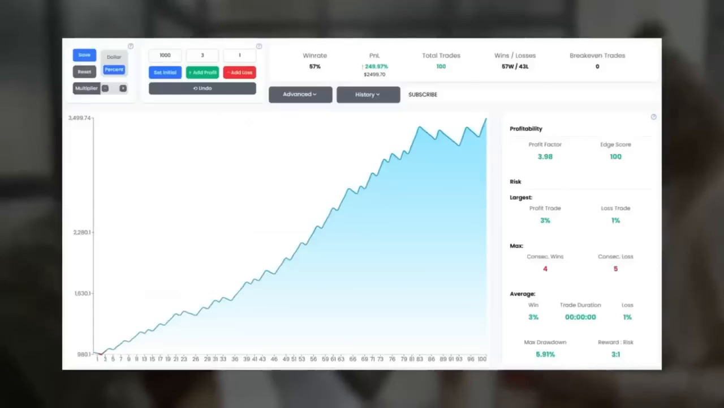This is a very good strategy. Please check it out for yourself. This indicator is listed on TradingView and is super beginner friendly.